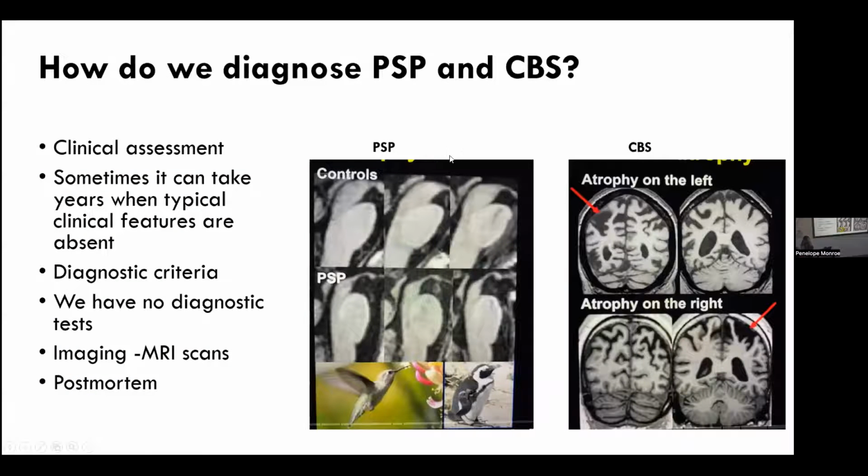So how do we diagnose PSP and CBS? So sadly, despite all these advances, we rely very heavily on clinical assessment. And as I said, sometimes it can take years when the typical clinical features are absent. We do have diagnostic criteria, but often patients don't come with the whole house when we see them the first time. We have no diagnostic test for these patients. We don't have a blood test. We don't have anything that will tell us the first time we see a patient, this is what you have. If we can do that, often it's quite late. Often I'm seeing patients 4 or 5 years into their illness.